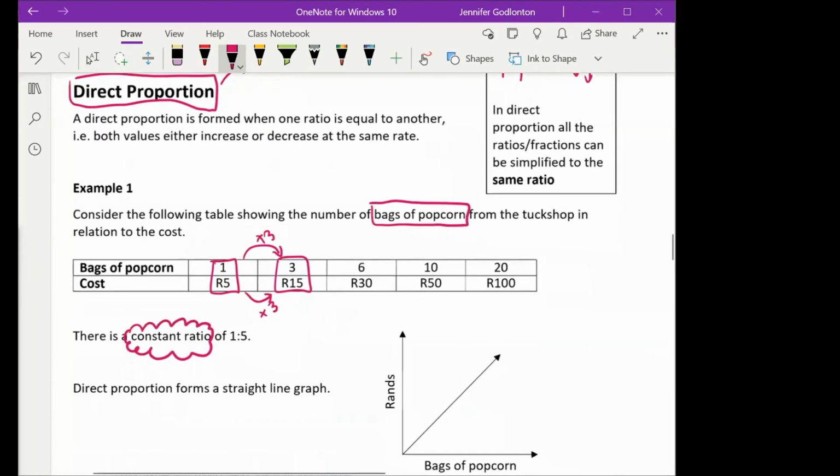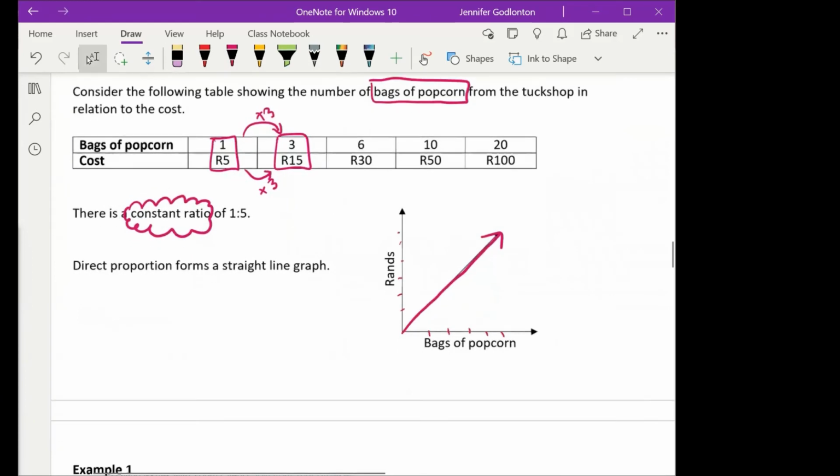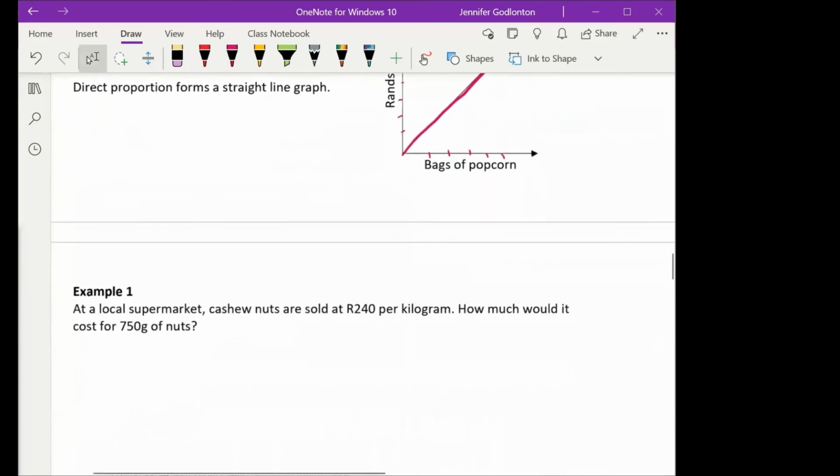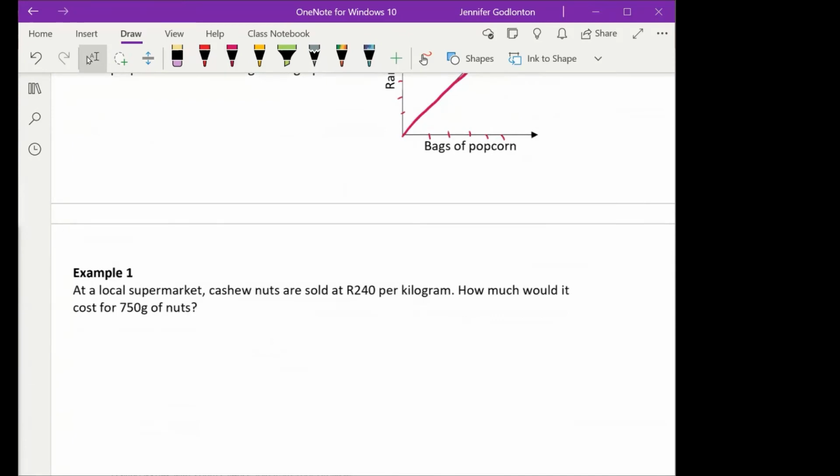Okay. And if you think about it, this makes sense. This little picture over here, the more bags of popcorn you buy, the more expensive it's going to get. So when we're dealing with direct proportion, we deal with this linear relationship where one increases, the other increases. Okay, don't panic about all these things going on here at the moment. I just want to make this as simple as possible. So let's have a look at this question.